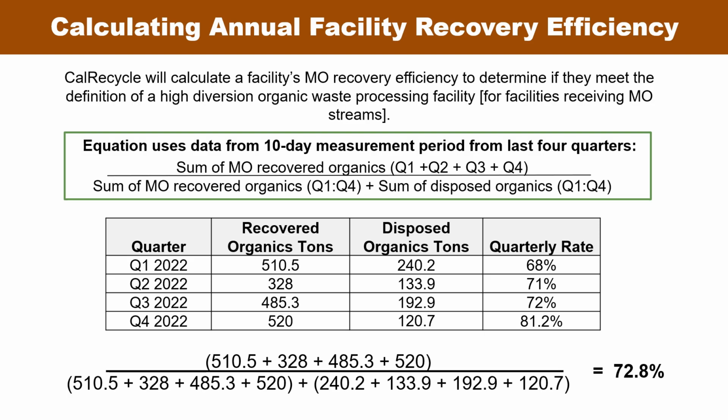When Trash City reports their Q1 2023 data, this calculation will be done again, but it won't be using any Q1 2022 data, right? It only uses the last 4 quarters of data. So it would be using Q1 2023 and also the Q4, Q3, and Q2 of 2022. The recovery efficiency is not a static number.